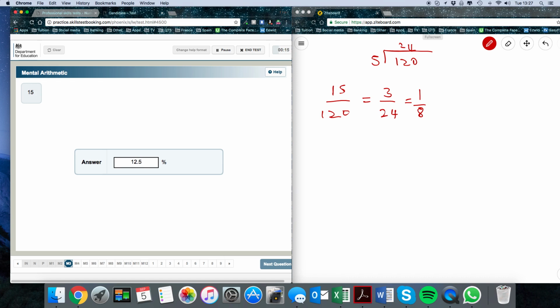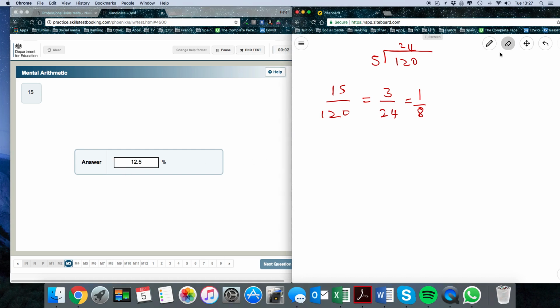So again, it's a simplifying fractions question. You can either do 5s first and then 3s, or 3s and then 5s. Once you get to 1/8, you ought to really just know that 1/8 is 12.5%. It's essential.